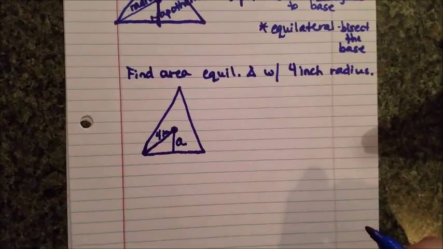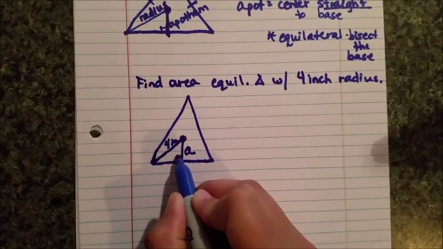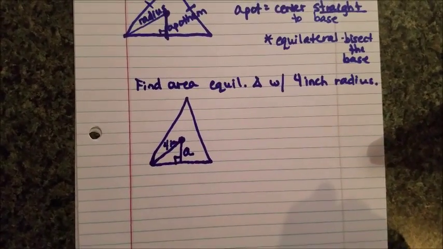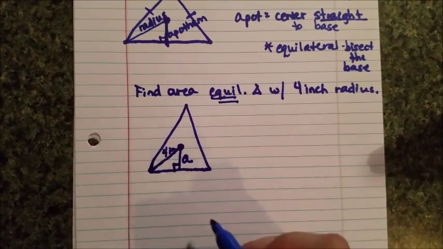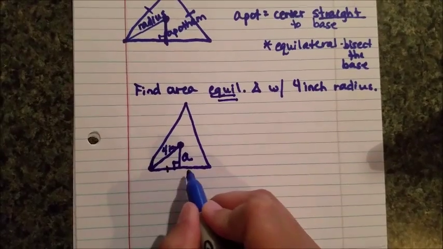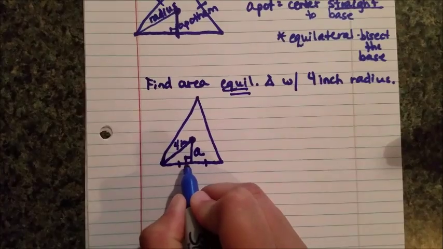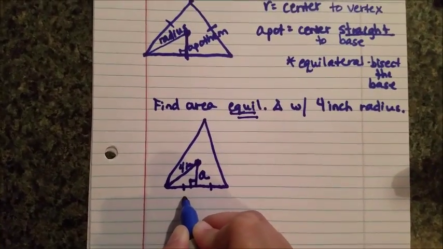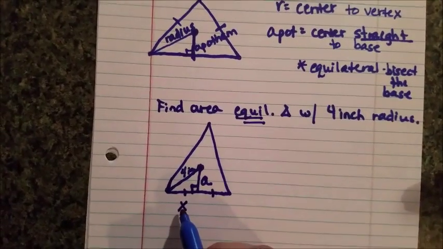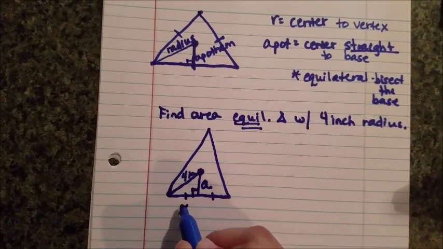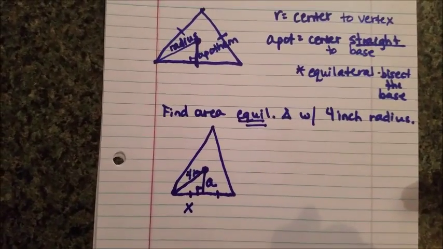I don't know it, so I'm just going to call it A. I also know that apothem is straight, therefore it forms a 90-degree angle. And since this is an equilateral triangle, I now know that this base has been cut into 2 equal halves. Now, do I know what this half is? No. So I'm going to call it X. But if I could eventually find X, then I could take this X, this one's also going to be X, and eventually I can find my entire side, right?